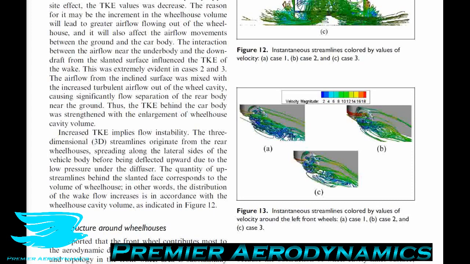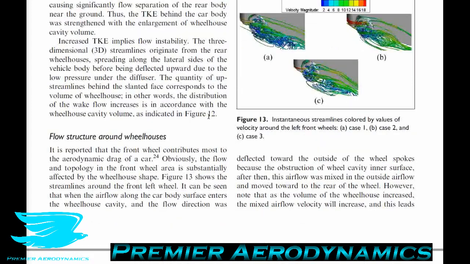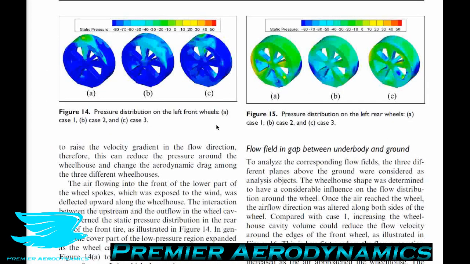So let's move on to the pressure distributions on the wheels. In figures 14 and 15, we see the pressure distributions on the front and rear wheels respectively with the different wheelhouses. A is the Audi wheelhouse, B is the Toyota wheelhouse, and C is the Mercedes wheelhouse. These are fantastic views because we can see so much.